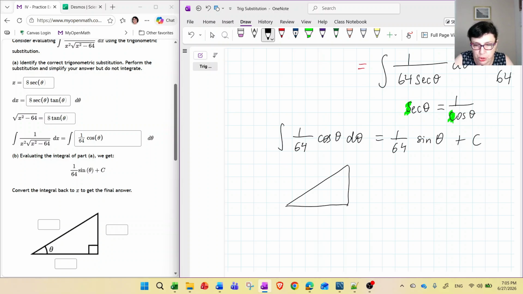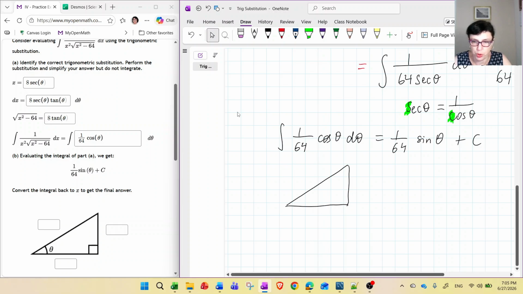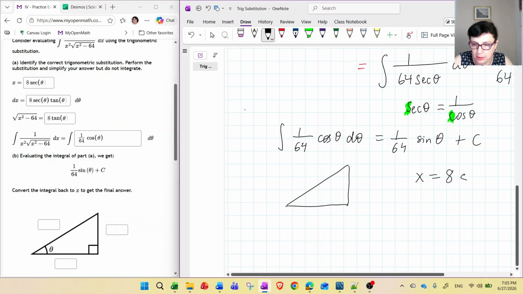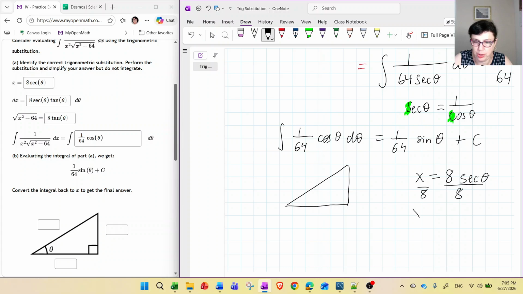So for the reference triangle, how do you know how to label the sides? You have to go back to whatever your substitution was. So my substitution was x equals 8 secant theta. Now divide both sides by 8. Then you're going to get x divided by 8 equals secant theta. By the way, sometimes there is no number in the front. If there was no number, then it would just be secant theta equals x, but then you can write x as x divided by 1. So that you know what's what.